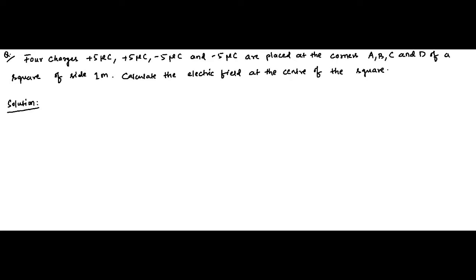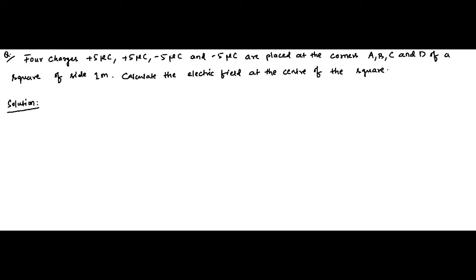So the question is that four charges of values plus 5 microcoulomb, plus 5 microcoulomb, minus 5 microcoulomb, and minus 5 microcoulomb are placed at the four corners A, B, C and D of a square of side 1 meter. Calculate the electric field at the center of the square. Okay, so here is the data.